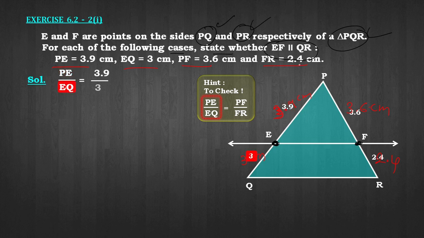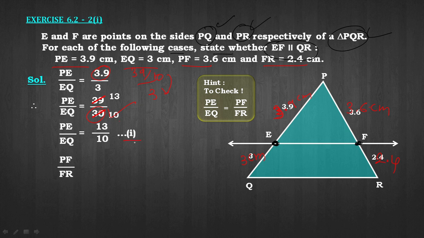Then PE by EQ is 39 divided by 30, because 3.9 means 39 by 10 divided by 3. This 10 comes here; 3 10s are 30. Then 3 13s are 39 and 3 10s are 30, and the 3s are cancelled. Then PE by EQ is equal to 13 by 10. That is equation 1. Similarly, we have to calculate PF divided by FR.